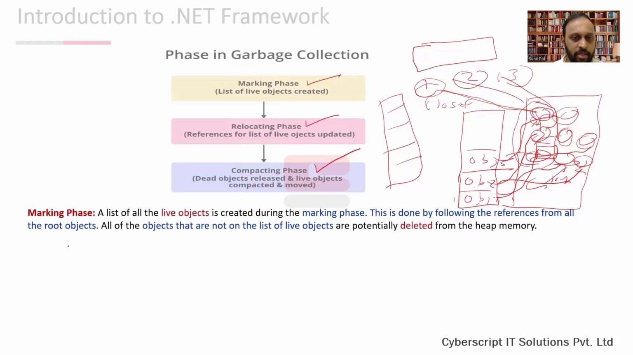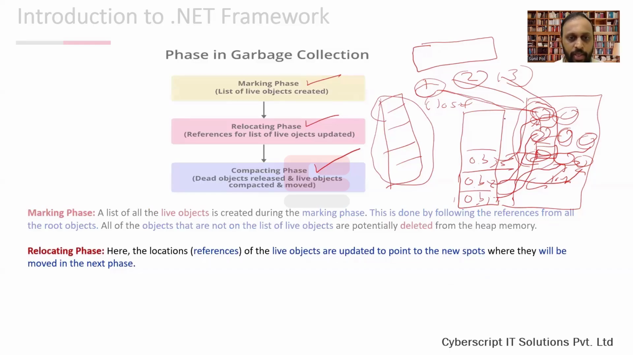Marking phase: a list of all live objects is created during the marking phase. This is done by following the references from all the root objects. All the objects that are not on the list of live objects are potentially deleted from the heap memory. So those objects which are not present in this list would be considered dead objects and must be deleted by the garbage collector in the third phase, that is nothing but the compacting phase.